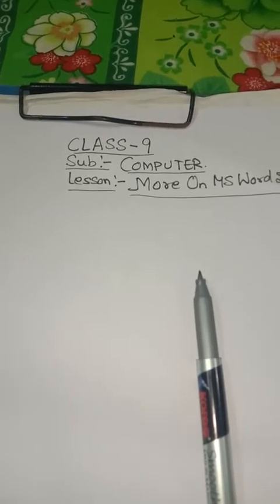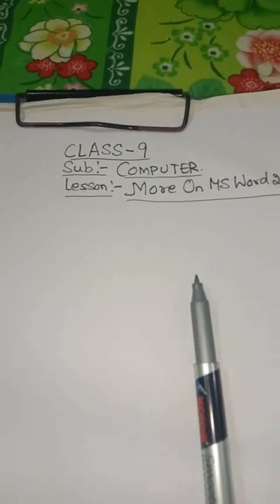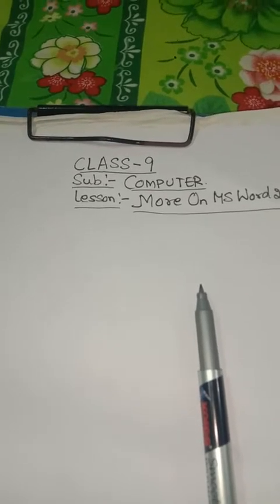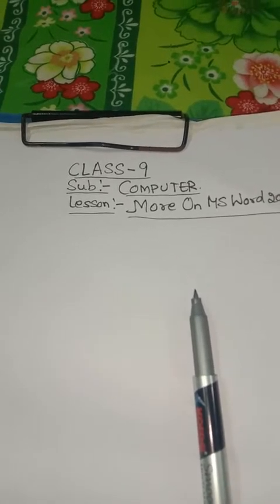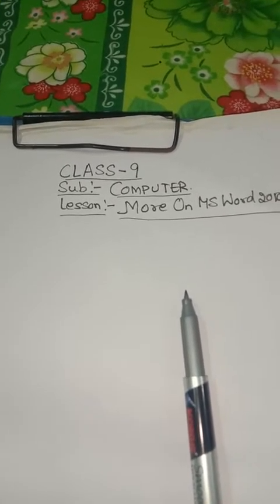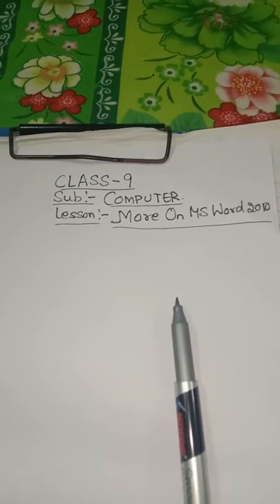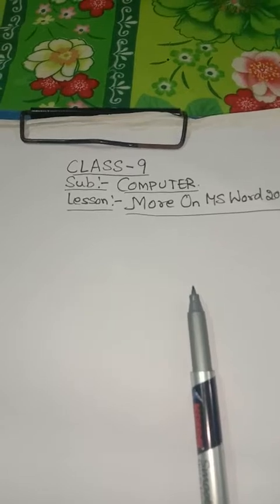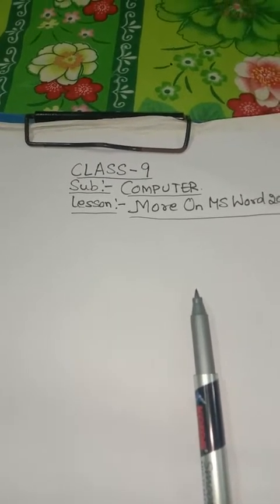how can we modify a table. In modifying a table we have discussed how can we add a row, how can we delete a row, how can we add a column, how can we delete a column, how can we merge two or more cells into a single cell, how can we insert the table heading in a cell, how can we split a table into two or more than two parts.